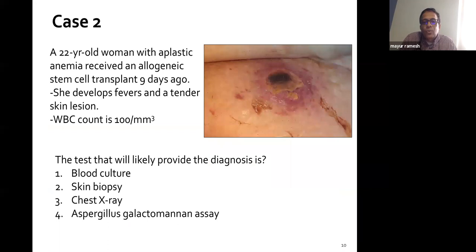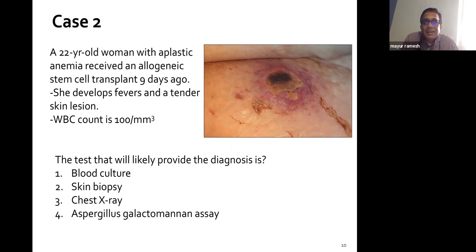So case two is a 22-year-old woman with aplastic anemia who received an allogeneic stem cell transplant 9 days ago. The patient develops fever and a very tender skin lesion, and the white count is very low, only 100. So the patient is severely neutropenic. And what test will give you the answer? When you see a condition like this, along with a central necrosis, in a patient who is acutely neutropenic, such as after an allogeneic stem cell transplant, we cannot forget a condition called ecthyma gangrenosum.